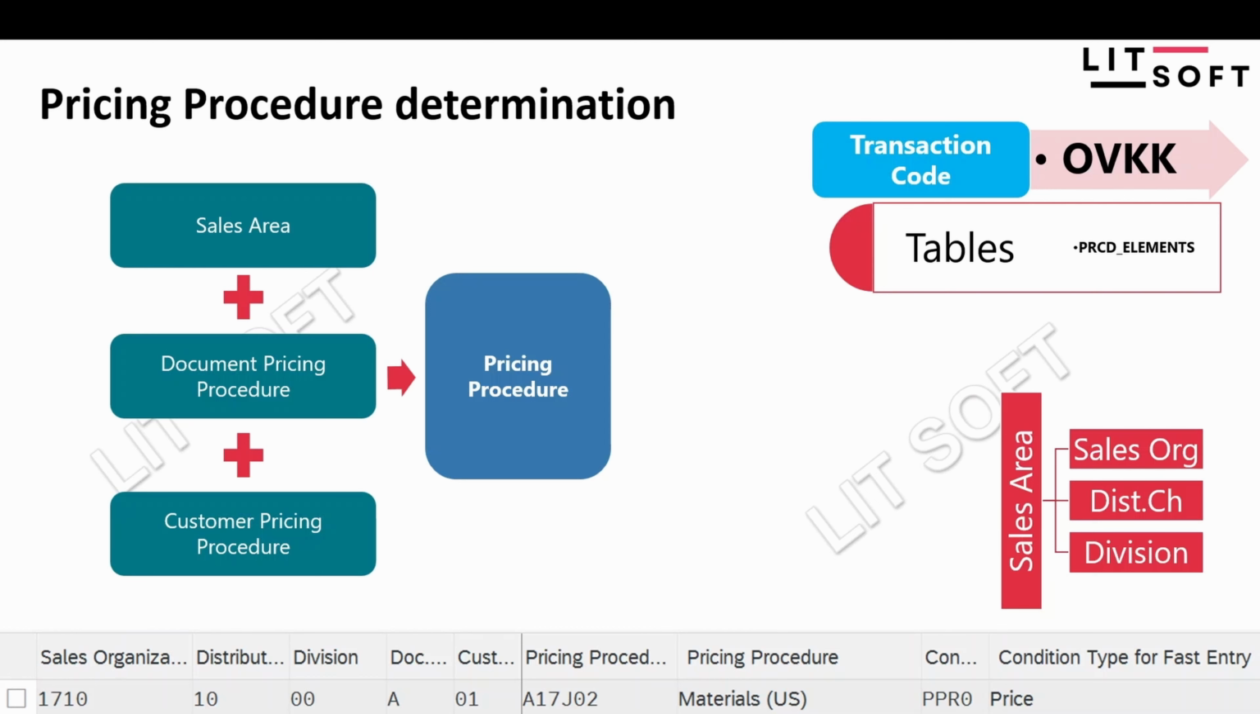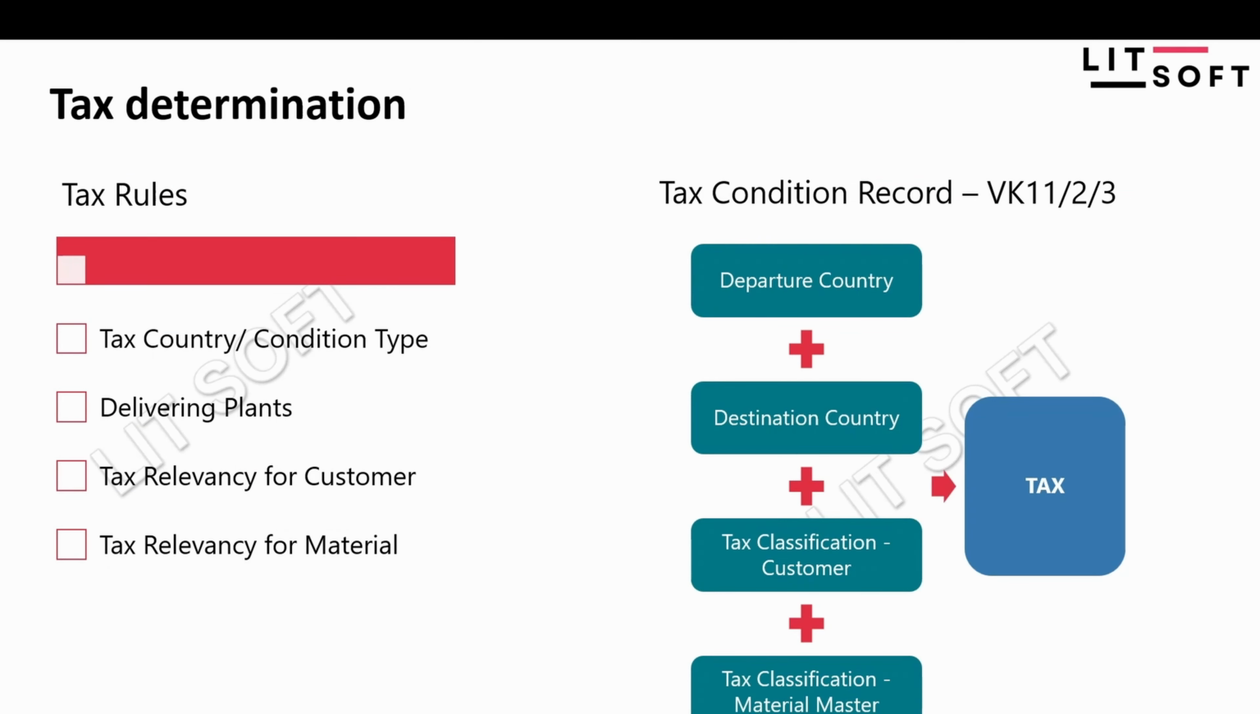This is a combination. Document pricing procedure, where in the sales document you will assign this, and the customer pricing procedure, in the BP master you will assign. And whatever Z or standard pricing procedure, the tailored one, you can assign the pricing procedure here. This is a condition type. This is how the pricing procedure will be determined in the sales document.